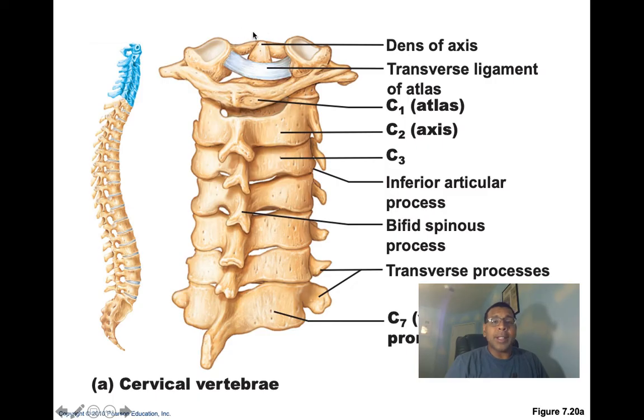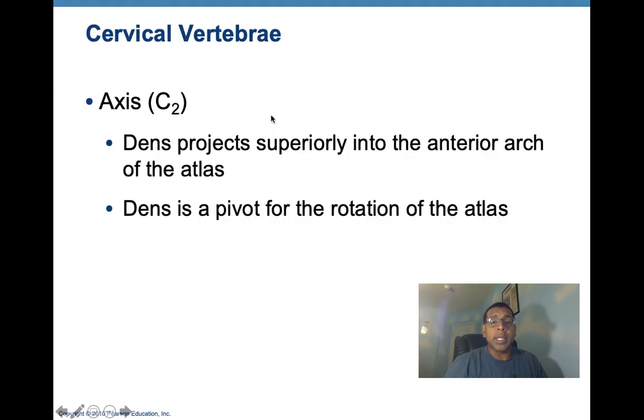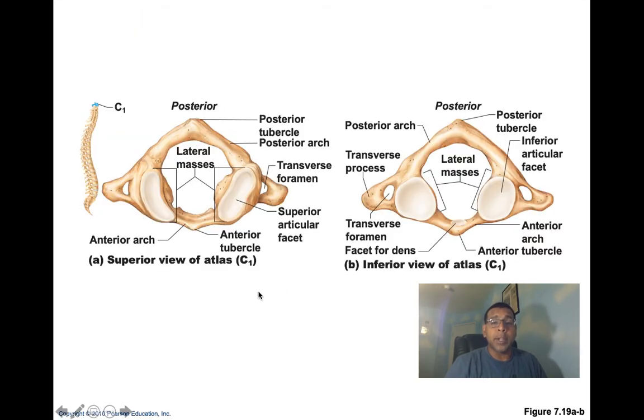Next then we have C1, atlas. And then we'll check out C2, the axis. So C1 we can see here. We've got a superior view and an inferior view. It's got lateral masses to it. And these masses we can see have these articular facets on both sides. And here we also have a facet for the dens.